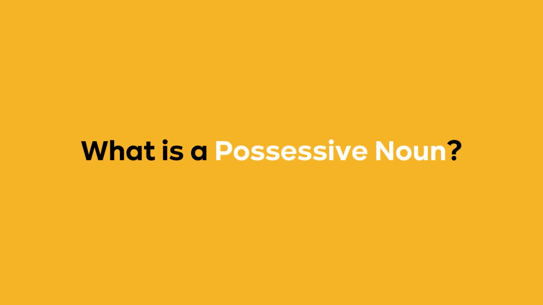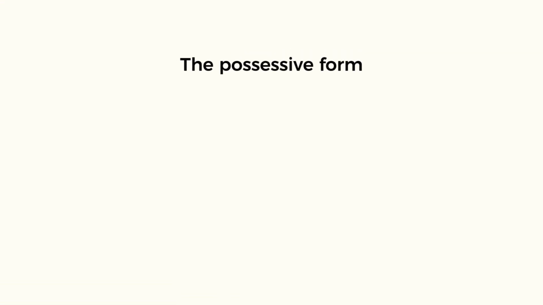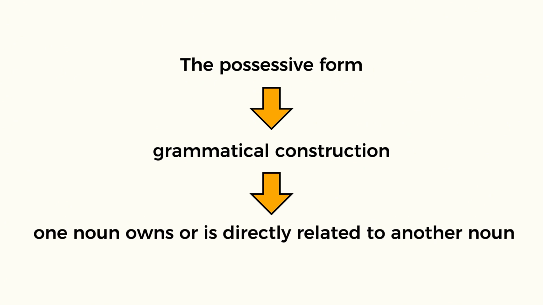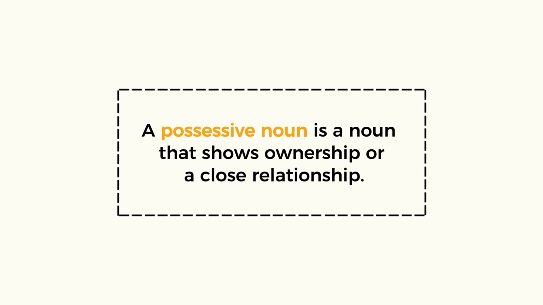What is a possessive noun? The possessive form, or possessive case, is a grammatical construction showing that one noun owns or is directly related to another noun. A possessive noun is a noun that shows ownership or a close relationship. It uses the possessive form to indicate that something belongs to someone or something else.